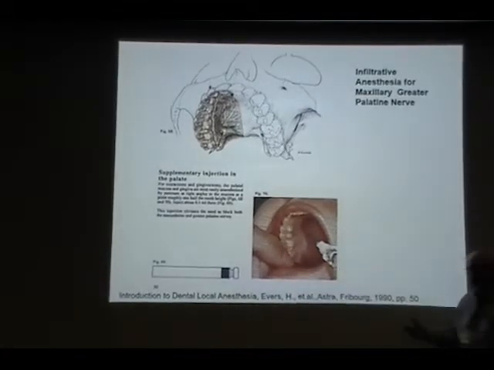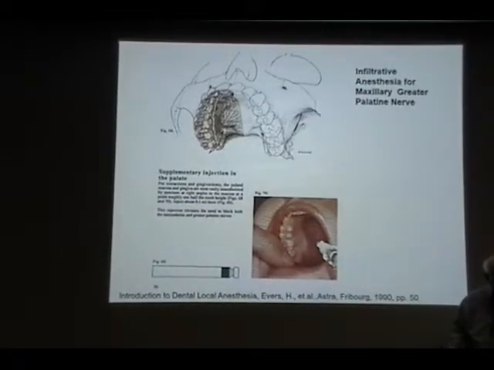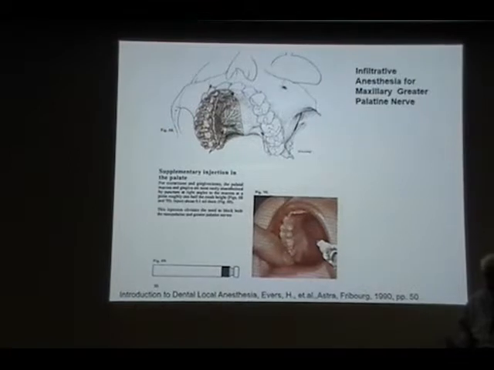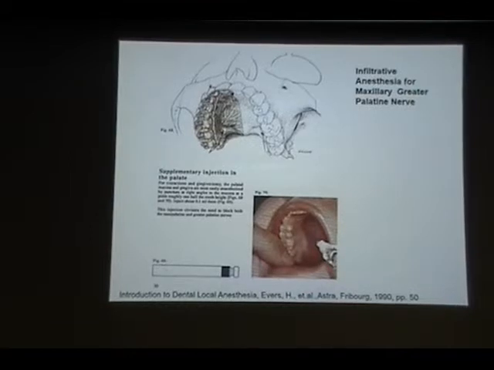Okay, what is that for? Well, to be honest with you, you're not going to get dental anesthesia by injecting on the palatal side. Sometimes you do it if you've done a molar injection or a premolar injection from the buccal, and you're not getting profound anesthesia. You may try to get a greater anesthetic effect by injecting on the palatal side, but sometimes that just doesn't work well.